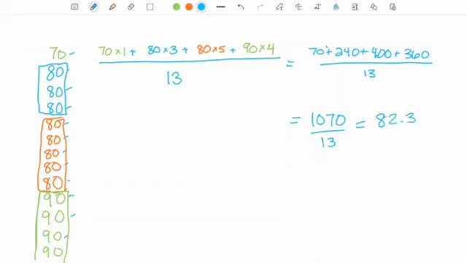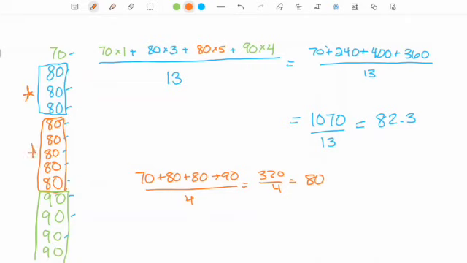If we would have done just a straight average of the test scores, 70 plus 80 plus 80 plus 90, and divided it by 4, if we were doing a non-weighted average, we would of course get 320 over 4, which is 80. But we see that by weighting it, by making some of these higher scored tests weighted more, or impacting the overall test more, that it actually boosts our average.